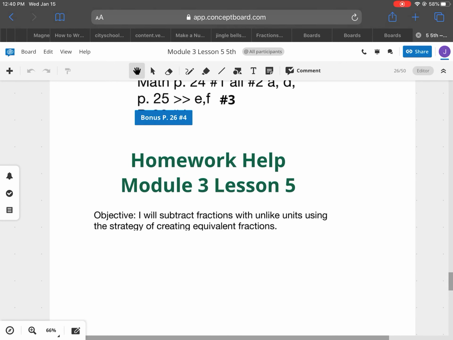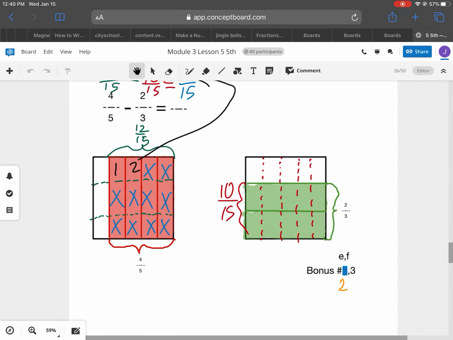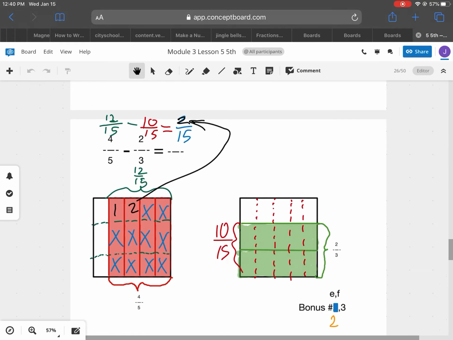Alright, this is Homework Help, Module 3, Lesson 5 in 5th grade. I will subtract fractions with unlike units using the strategy of creating equivalent fractions. That's our objective for today. And here we have what the homework is. I'll go ahead and show some of the slides that we did in class.